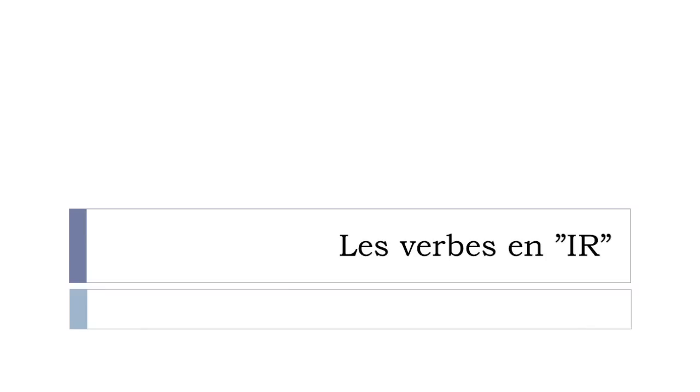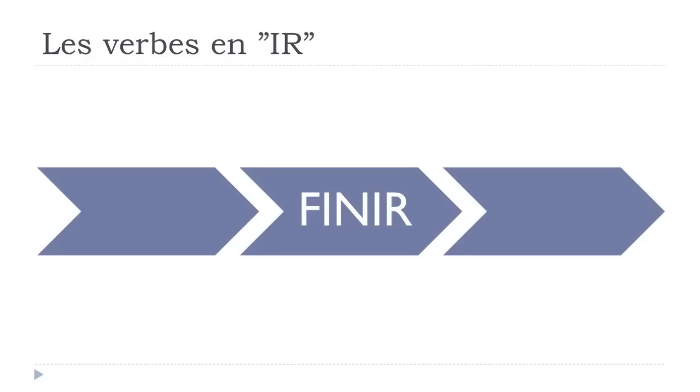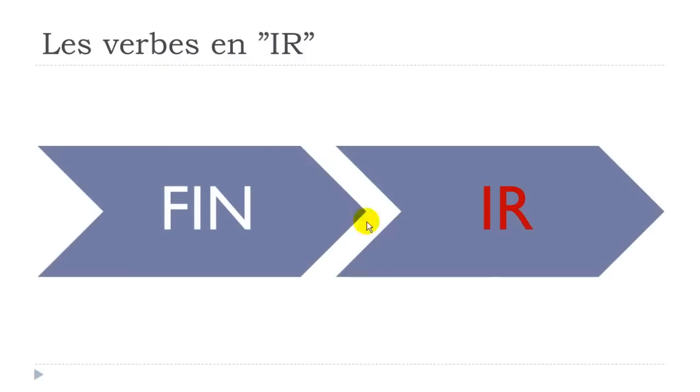In this lesson, we'll see how to conjugate the verbs ending with ER. Not all the ER verbs belong to the second group, but some of them. And then we'll see how to conjugate them in the present tense. We'll take an example. The example is finir. Finir means to finish. You can see that it's ending with ER. All right, so we'll do it like that.